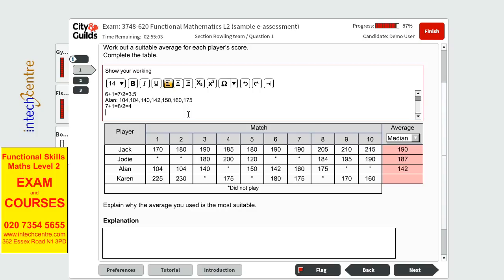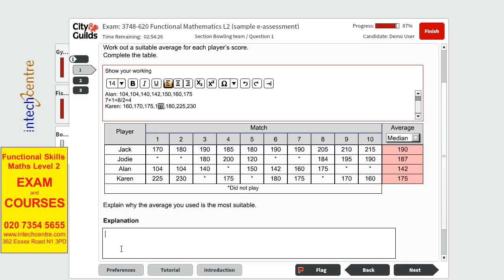Make sure you use the formula, otherwise you might end up making mistakes in the actual exam. Karen has 160, her lowest, 170, 175 twice, 180, 225, and 230. And we have 2, 4, 6, 7 again. The number again will be the fourth value, so 175 is the answer.